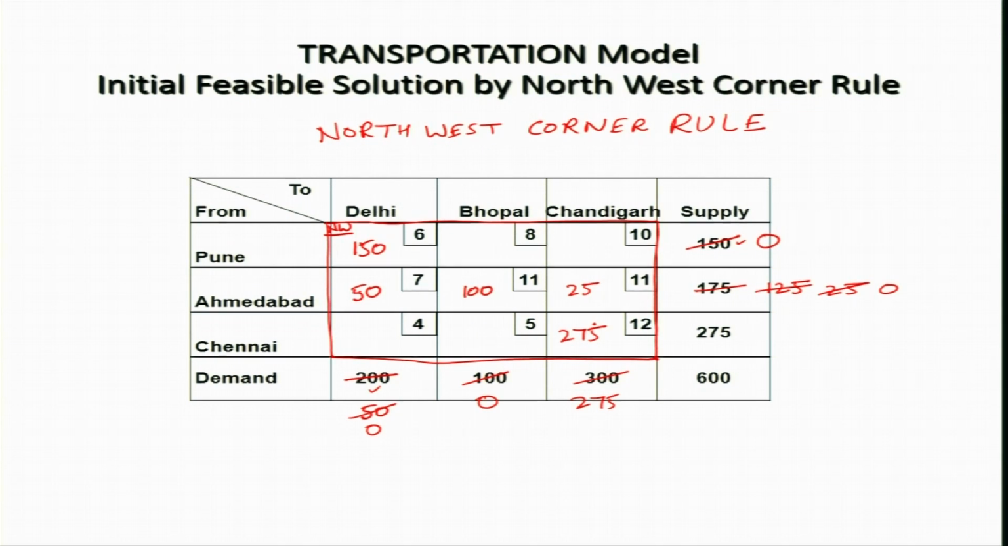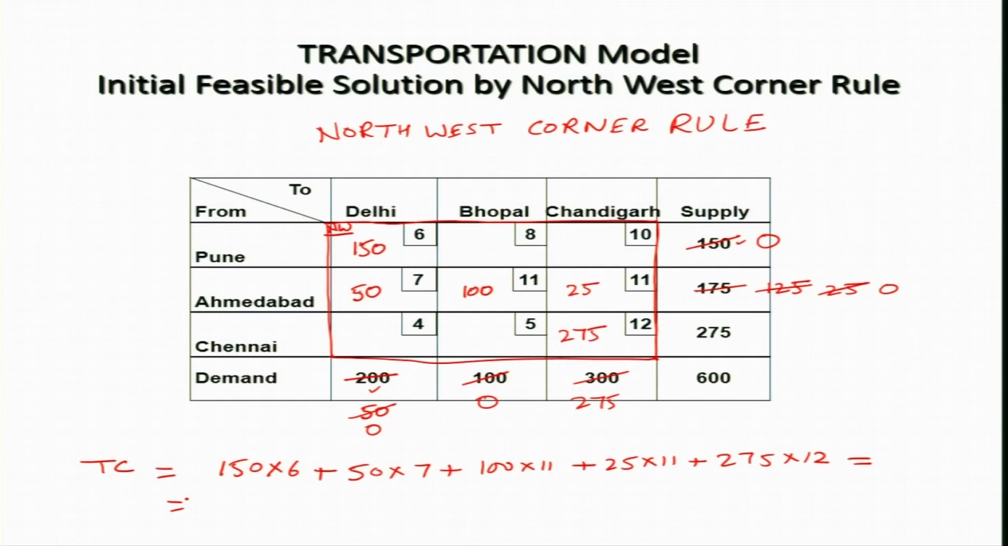Now, I can calculate the total cost also. What is the total cost of this particular distribution system? I can calculate that also. So, for that, I will see that 150 into 6 plus 50 into 7 plus 100 into 11 plus 25 into 11 plus 275 into 12. So, we will calculate this.